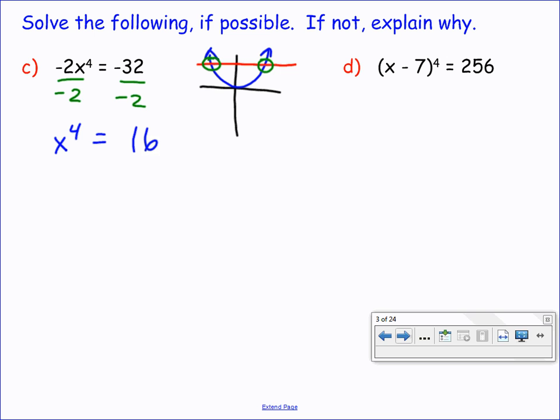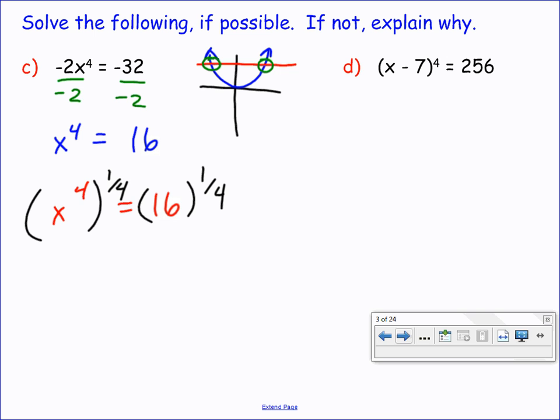How do I undo a fourth power? What do I do procedurally? Carson? 16 to the 1/4. Absolutely. We'll go ahead and raise both sides to the reciprocal exponent. And so I'll raise both sides to the 1/4 power. That's how I undo an exponent of 4. And when I do that, it's asking me the question, what's the fourth root of 16? What multiplied by itself 4 times equals 16?